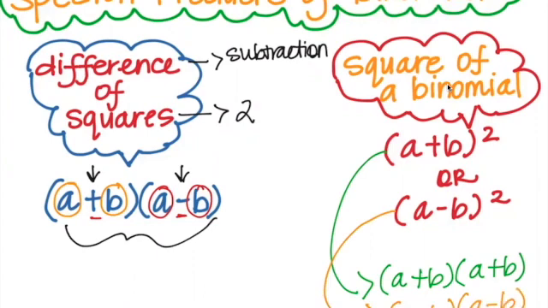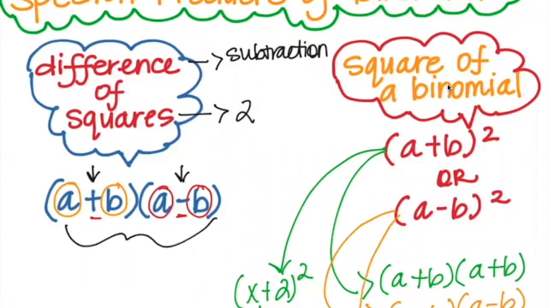So whenever you see an example, and I'm going to write it right here in green, whenever you see an example like this, x plus 2 squared, it really expands to x plus 2 times x plus 2. And the same thing goes for the a minus b. If you see x minus 2 squared, it translates to x minus 2 times x minus 2. All right, so let's go ahead and take a look at an example here.